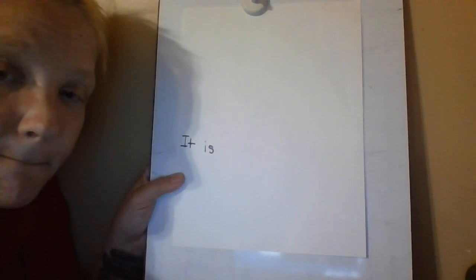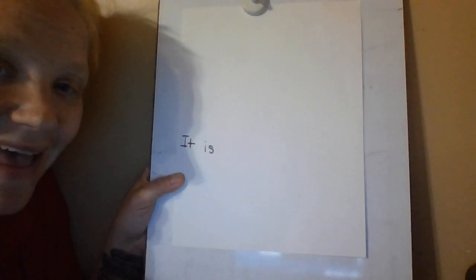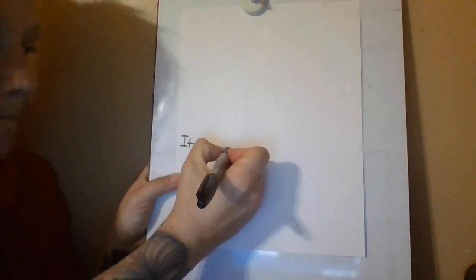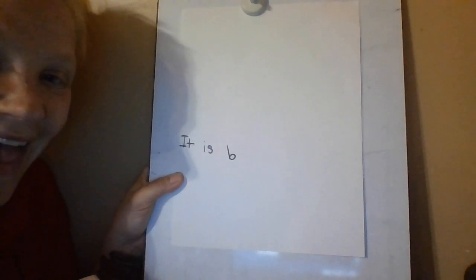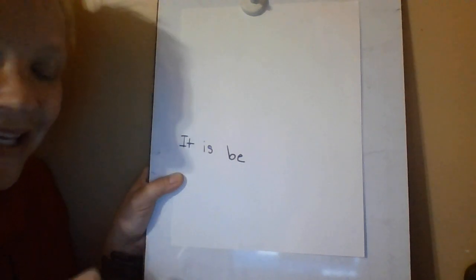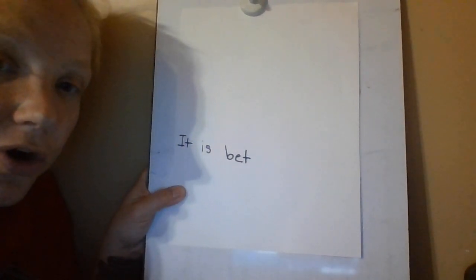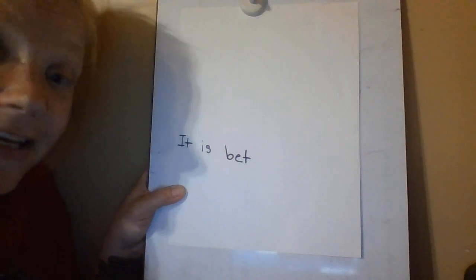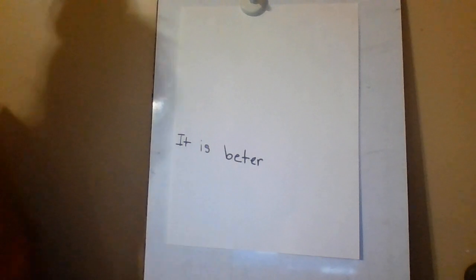Better. Let's stretch that out. B-E-T-R. B-E-T-R. Finger space. What do we hear first? B, B, B. E, E, E. T, T, T. Er. Earth, earth, E-R says er. So, E-R.